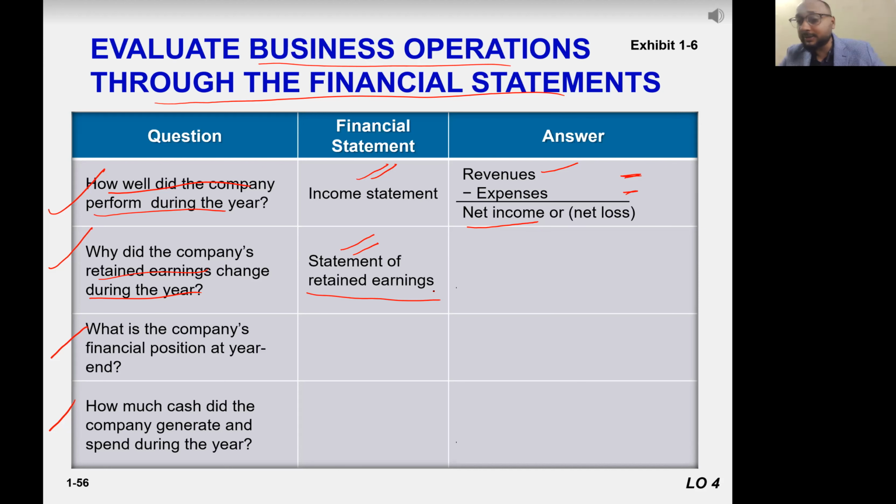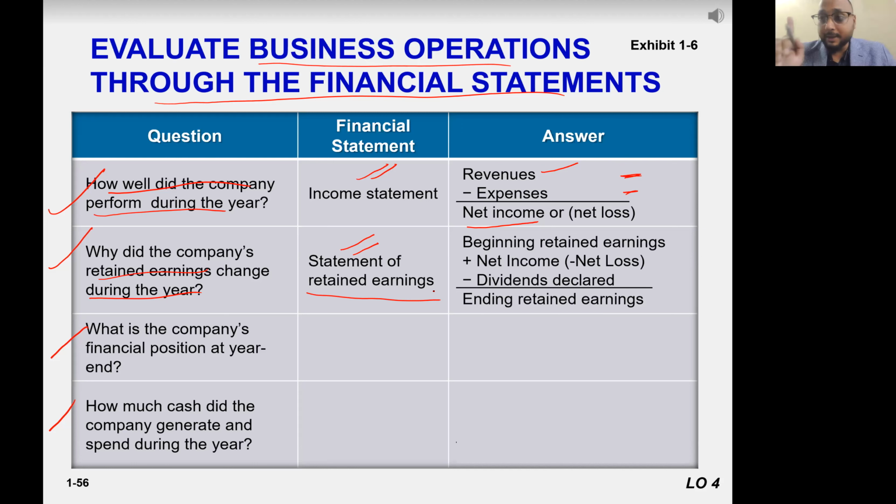And what is the formula that we just learned in our last lecture? Beginning retained earning. If there is no beginning retained earning, because this is the first year of operations since the inception of our company, it's going to be zero. So beginning plus net income minus dividend gives us ending retained earning, right? We find out why the retained earning changed during the year and how much: this much profit we kept and this much we distributed.